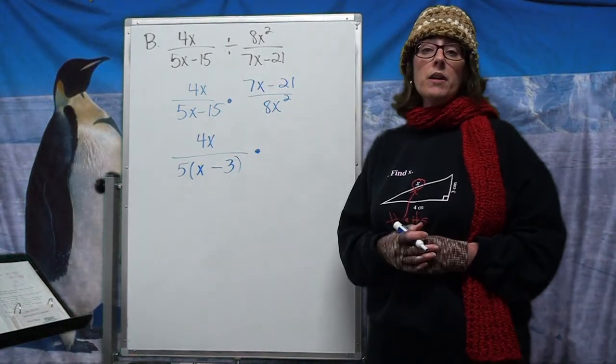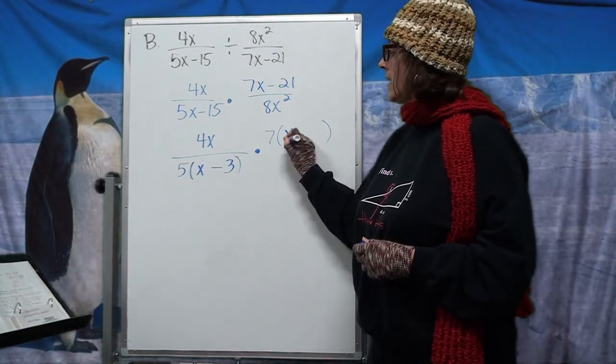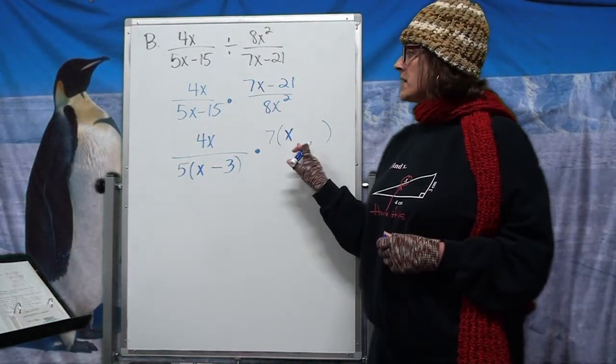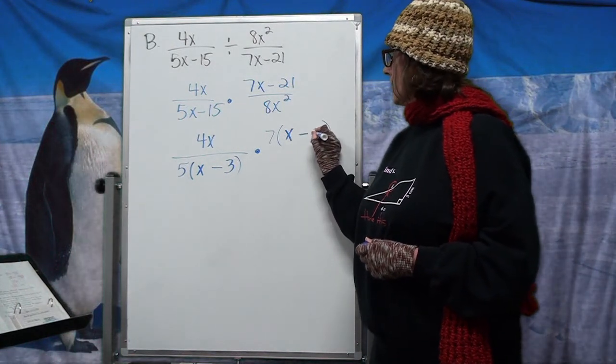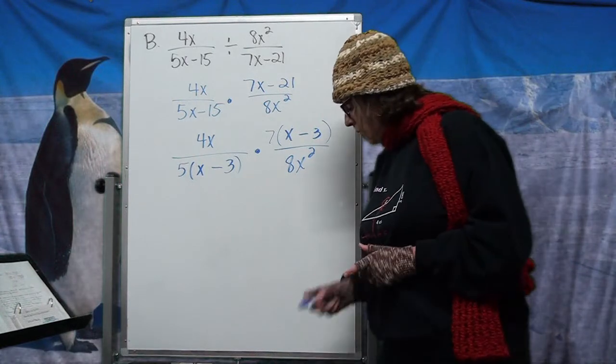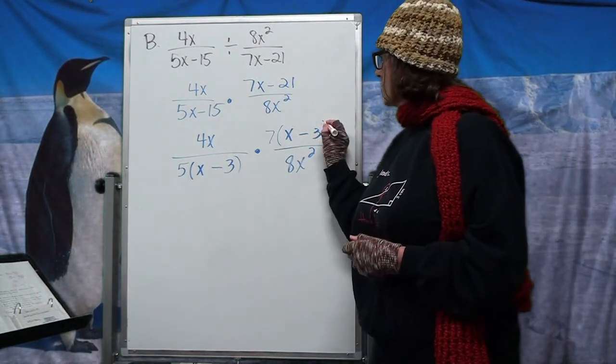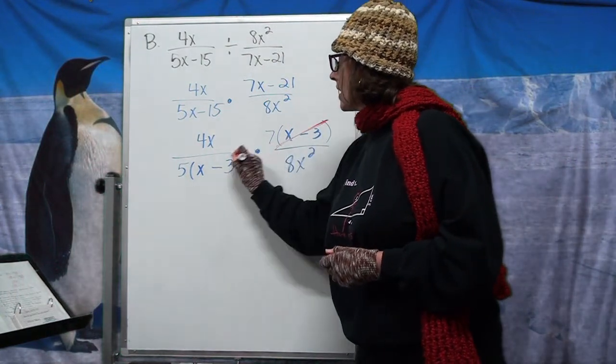Now, on this one, I can divide a 7 out of each one of them. So I always, always, always divide out what I can. So 7x divided by 7 is x. Divide a 21 by 7, I get a 3. So I have factored as much as possible. Now I'm ready to check those diagonals. Notice on this diagonal, they both have that x minus 3 in common, so I'm going to cancel that out.